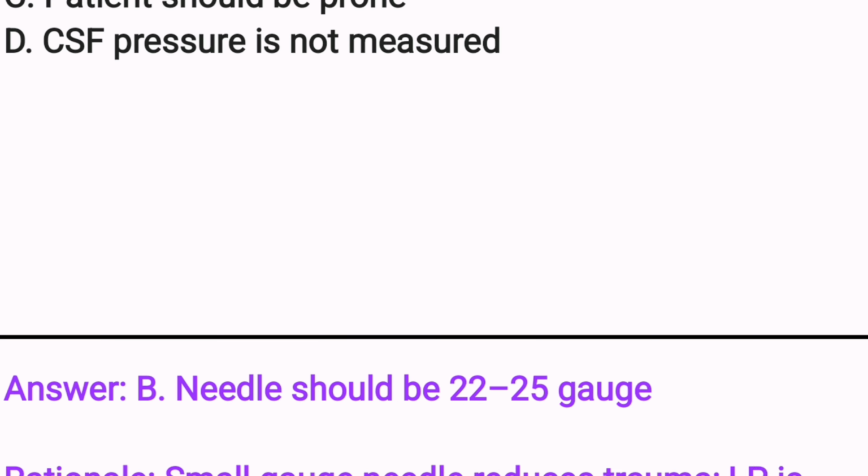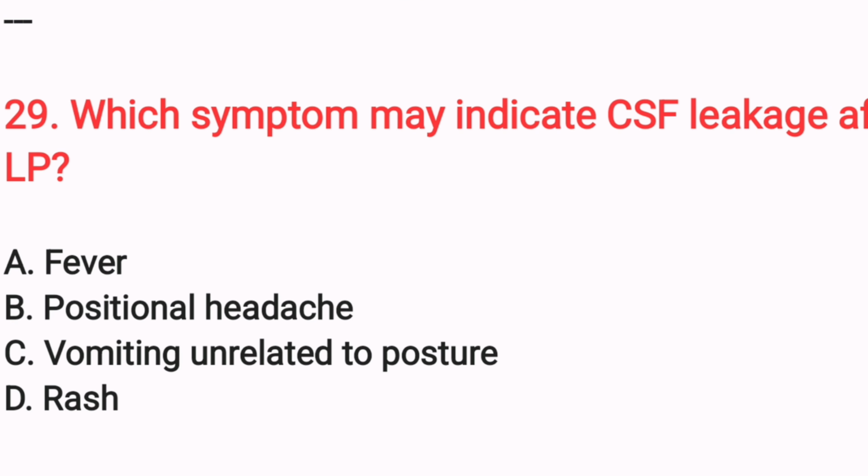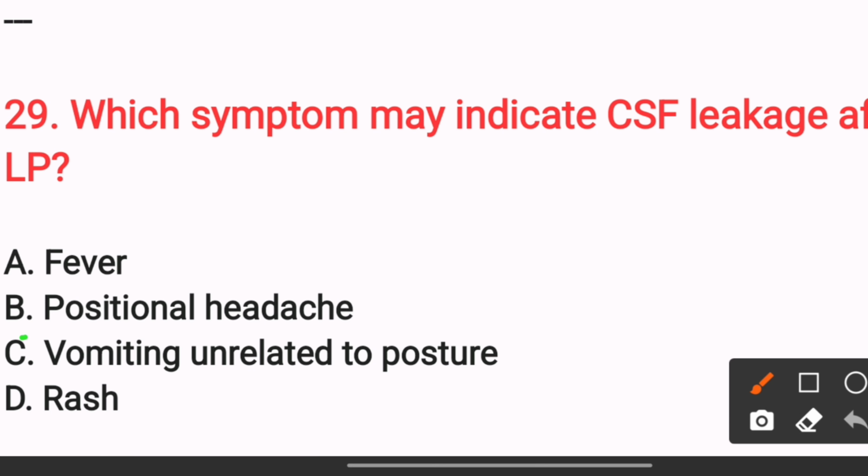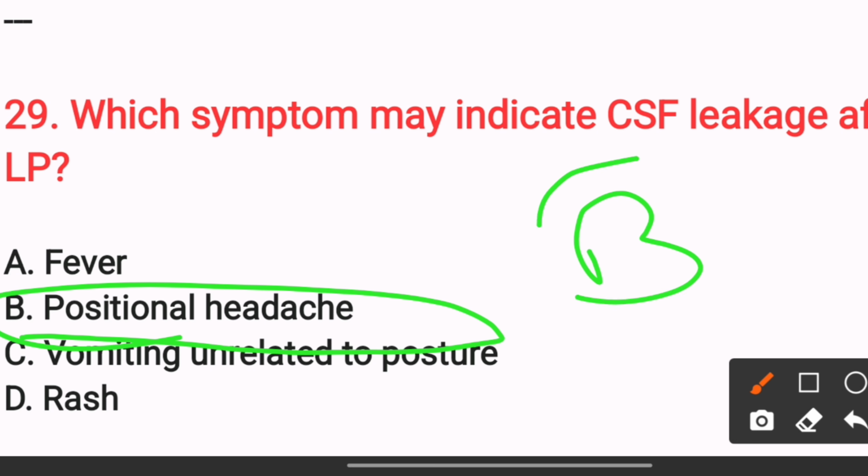Next, which symptom may indicate CSF leakage after the LP? Option A, fever. Option B, positional headache. Option C, vomiting unrelated to posture. Option D, rash. The answer is option B, positional headache, because CSF leakage lowers the intracranial pressure, causing headache when upright. So the answer will be option B.